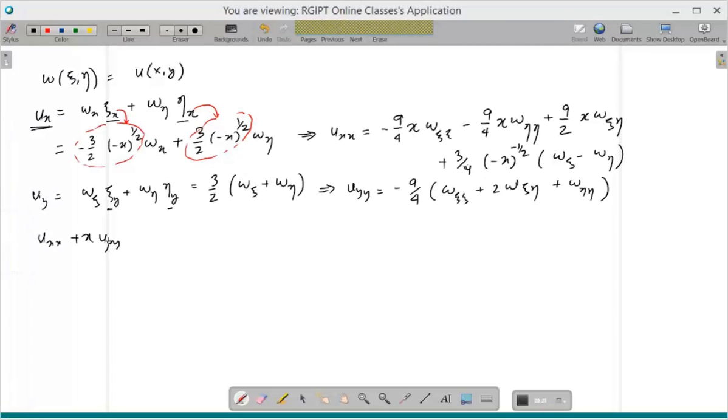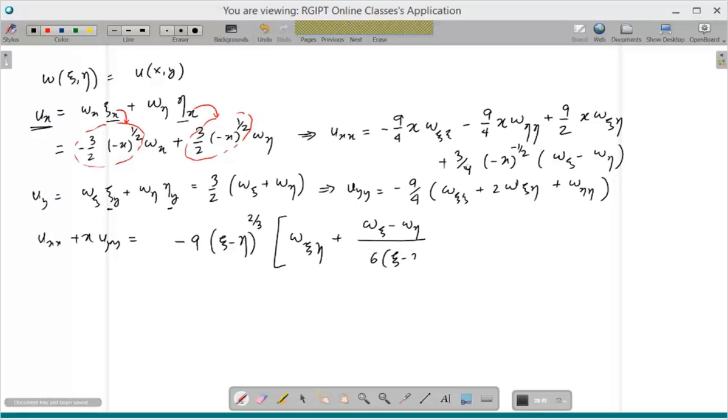There is no cross term here, so I don't need to evaluate the expression for u_xy. I have already found u_xx and u_yy in terms of w_zeta and w_eta. So when I plug these expressions in, I'm going to get this form, minus zeta raised to 2/3 w_eta eta plus w_zeta minus w_eta 6 zeta minus zeta equal to 0.